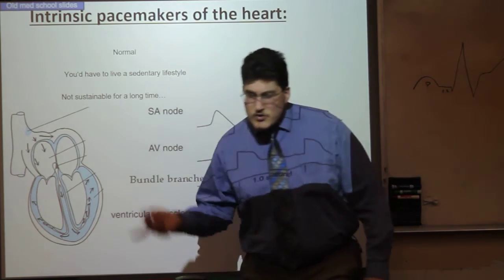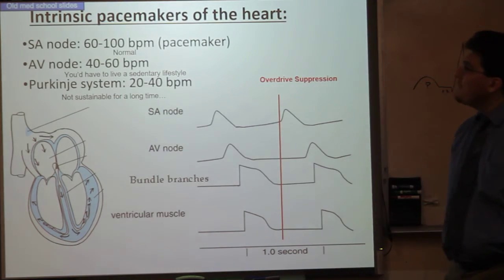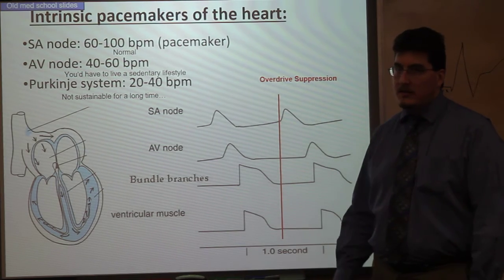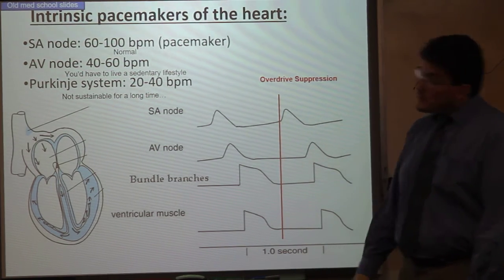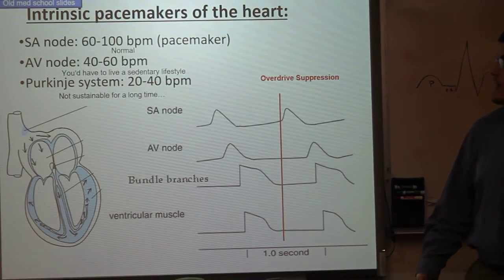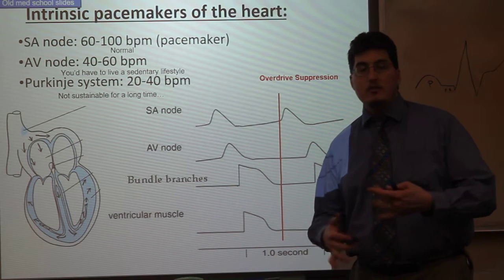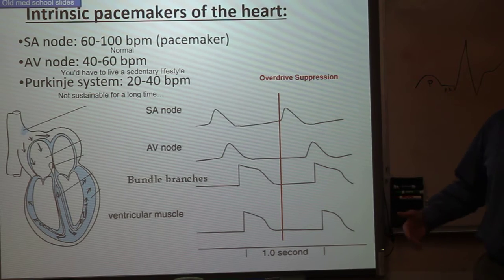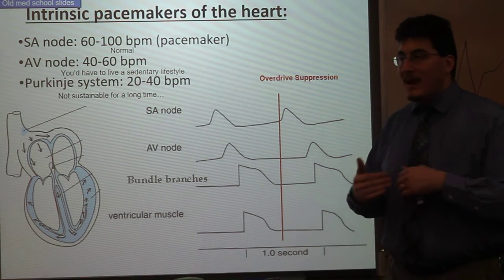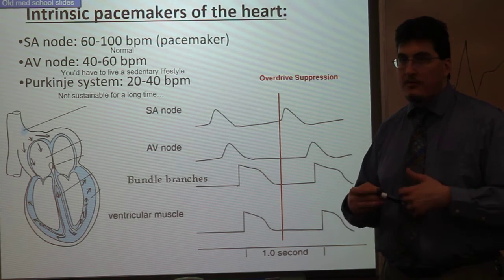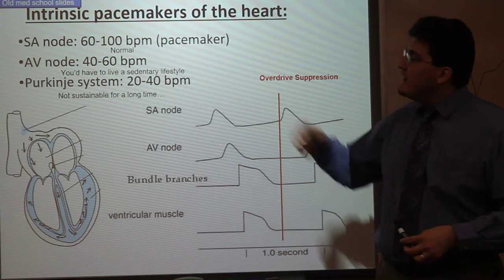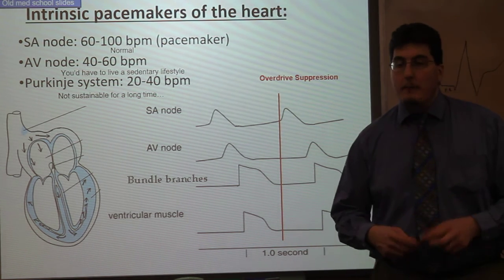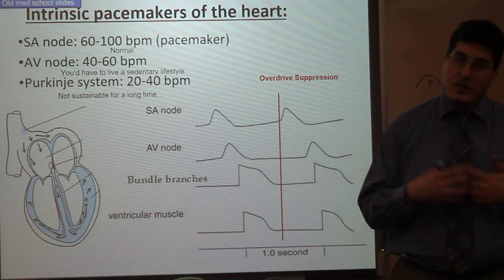Now, the intrinsic pacemakers of the heart, interestingly enough, your SA node has the fastest rate of pacing, about 60 to 100 beats per minute, average 75 beats per minute. Your AV node has a slightly slower pace. Your Purkinje system has a rate of about 20 to 40 beats per minute. So, in the event that your SA node is not functioning, your AV node can take over and start firing instead. And if your AV node is not functioning, your right and left bundle branches can start firing on their own. But your heart rate will be significantly slower each time.